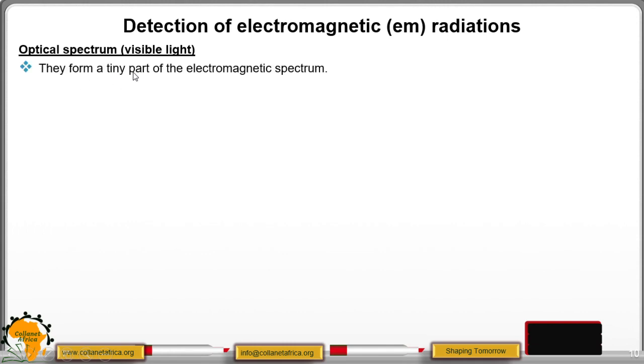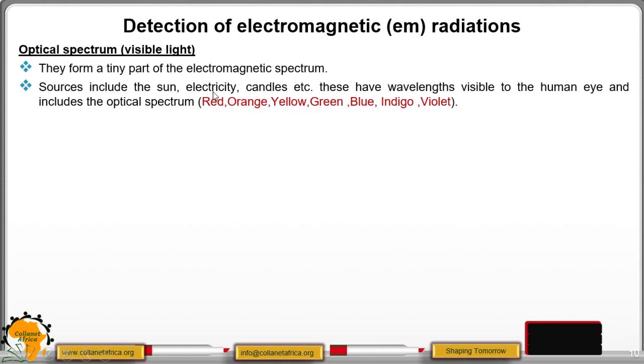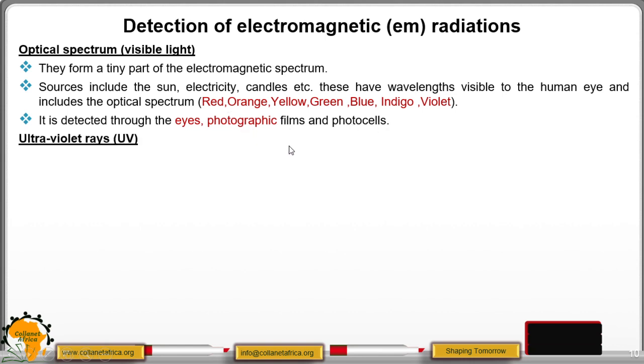This one forms a very tiny part of the electromagnetic spectrum, and it is produced by sun, electricity, and candles. Now, inside the visible light, the white light can be subdivided into 7 colors, what we call the optical spectrum. We have red, orange, yellow, green, blue, indigo, and violet. These are the 7 colors of the rainbow. It is detected by our eyes because we are able to see, and by photographic film and photocells; you are able to take photographs using visible light.